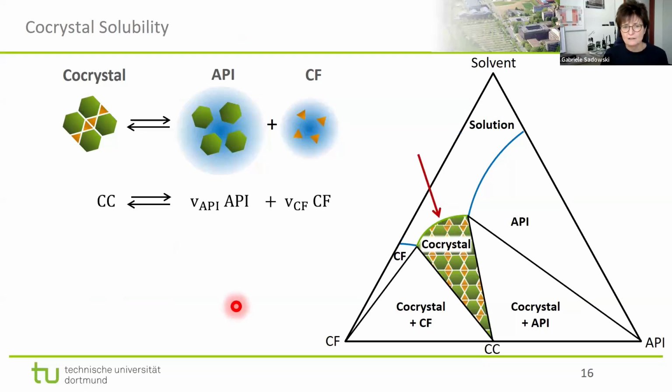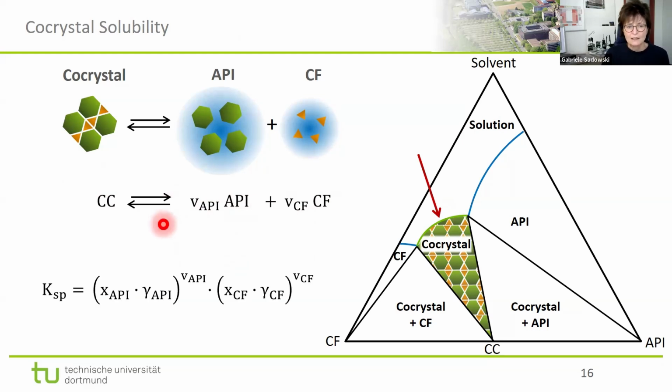So to get this, we assume that this is like a salt formation. We have two species, this time not the anion and the cation, but the API and a coformer. In a certain stoichiometric ratio, in this picture 1:1, they form a co-crystal. And this can then be described again by this equilibrium constant. And this is, again, a solubility product. This is the same idea as we apply for the solubility of salts. And we have here the stoichiometric coefficients. So this is 1:1, but can also be 1:2 or 2:1 or whatever the stoichiometric ratio is.